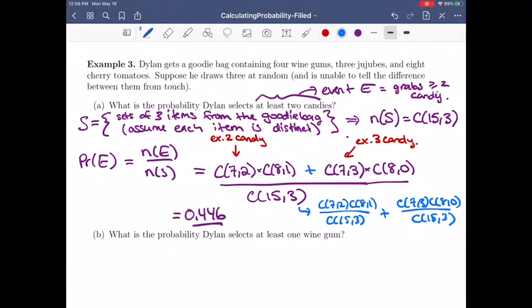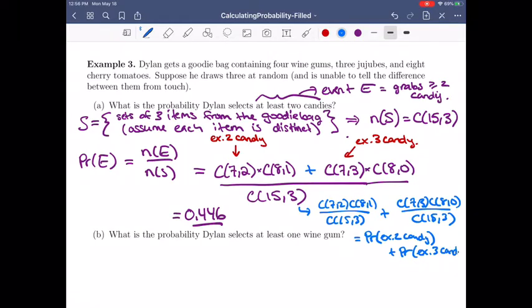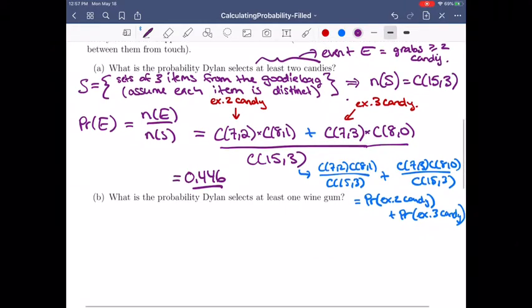Okay, the reason why this might be important is that the first one is the probability of getting exactly 2 candy, and the second one is the probability of getting exactly 3 candy. So you see, if you compute the probabilities separately, you can add them, or you can add on top of your numerator. Okay, it's the same. You get the same answer. Okay, let's try another one.